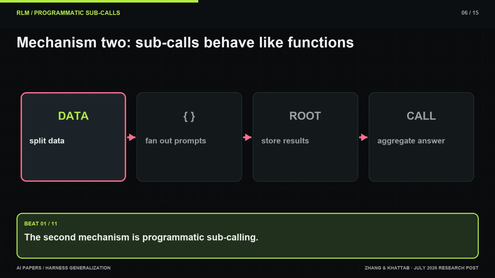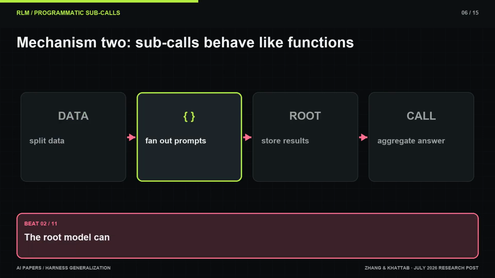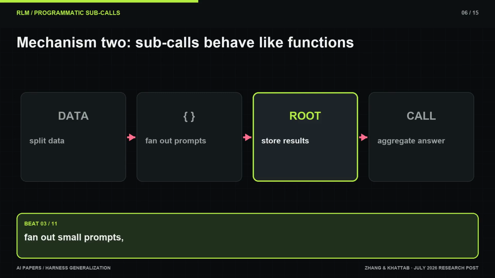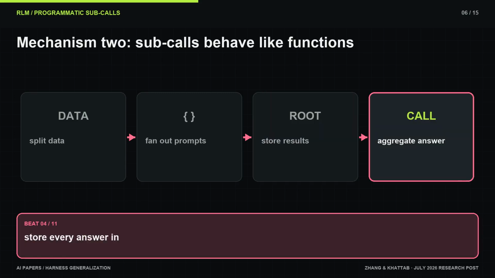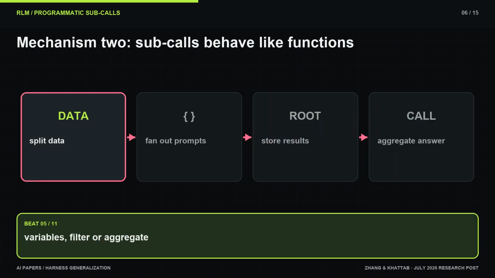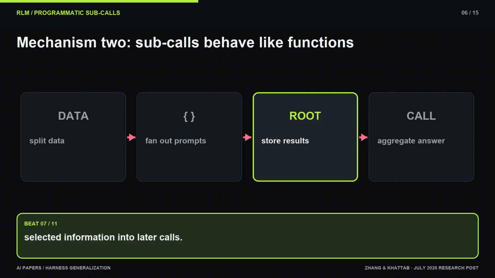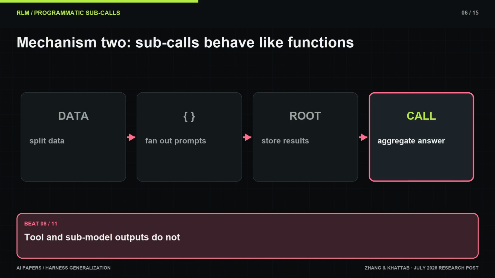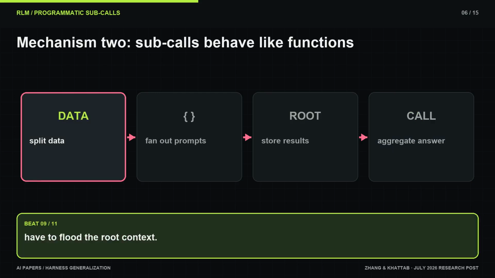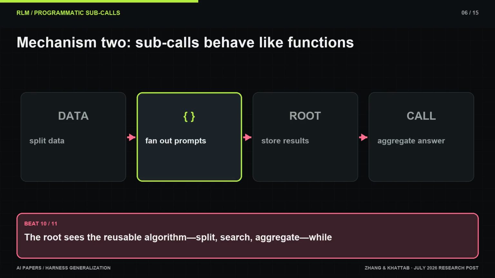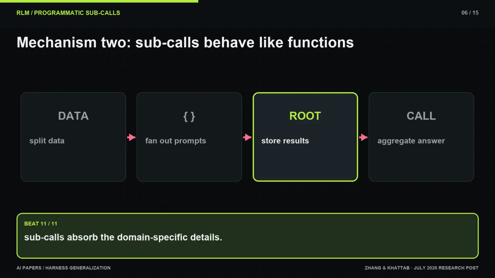The second mechanism is programmatic subcalling. The root model can fan out small prompts, store every answer in variables, filter or aggregate them with code, and pass only selected information into later calls. Tool and submodel outputs do not have to flood the root context. The root sees the reusable algorithm, split, search, aggregate, while subcalls absorb the domain-specific details.